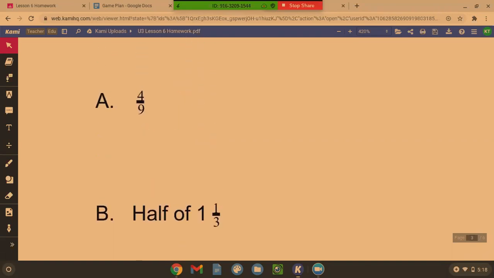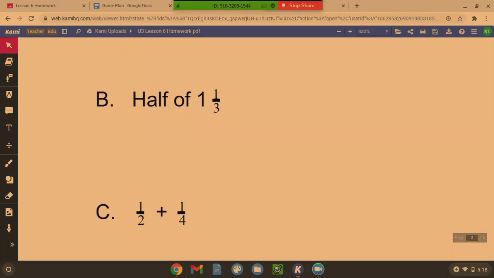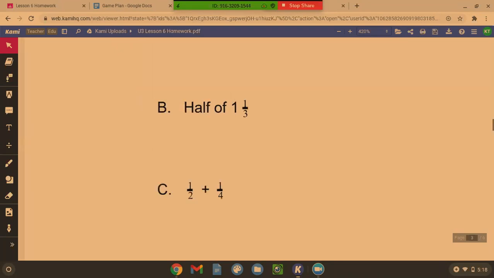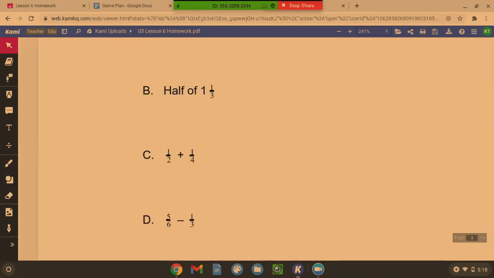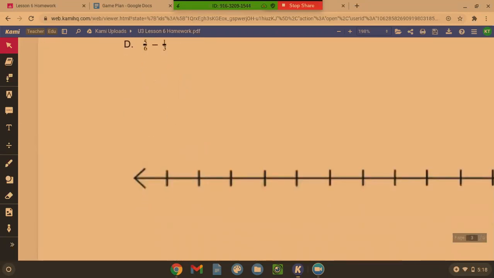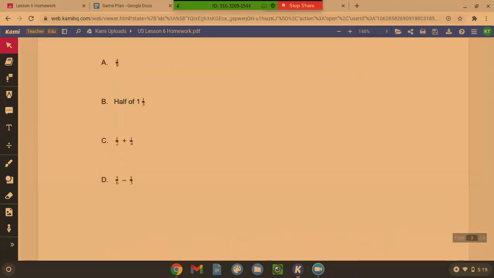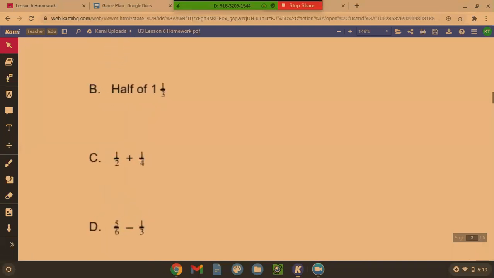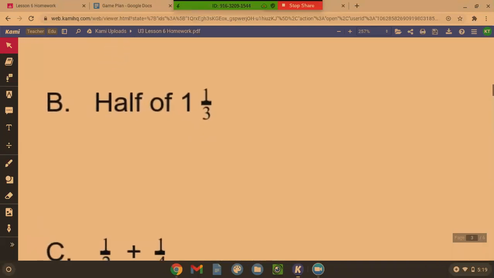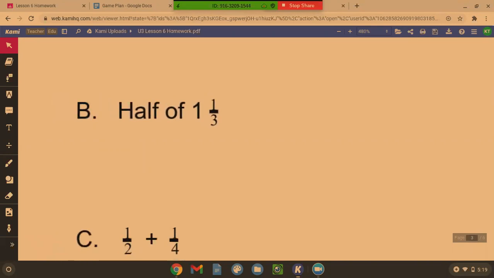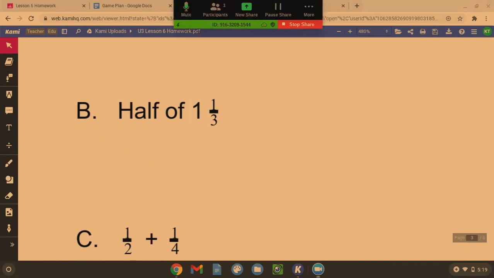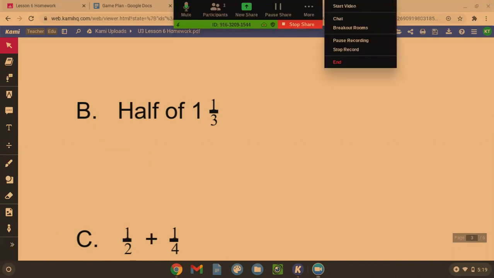So A is given to us, but we need to do math for B, C, and D. And then once we figure out the value of B, C, and D, we're going to put A, B, C, and D on the number line. We're going to make our number line and place the values on there. So I want y'all to figure out what would be half of 1 1/3. I'm going to give y'all some time, and when you're ready, start the video.